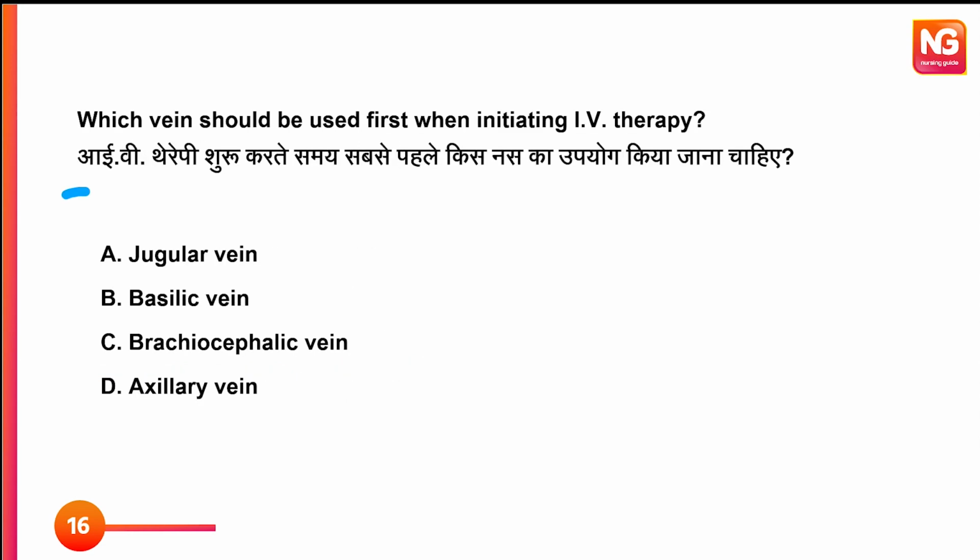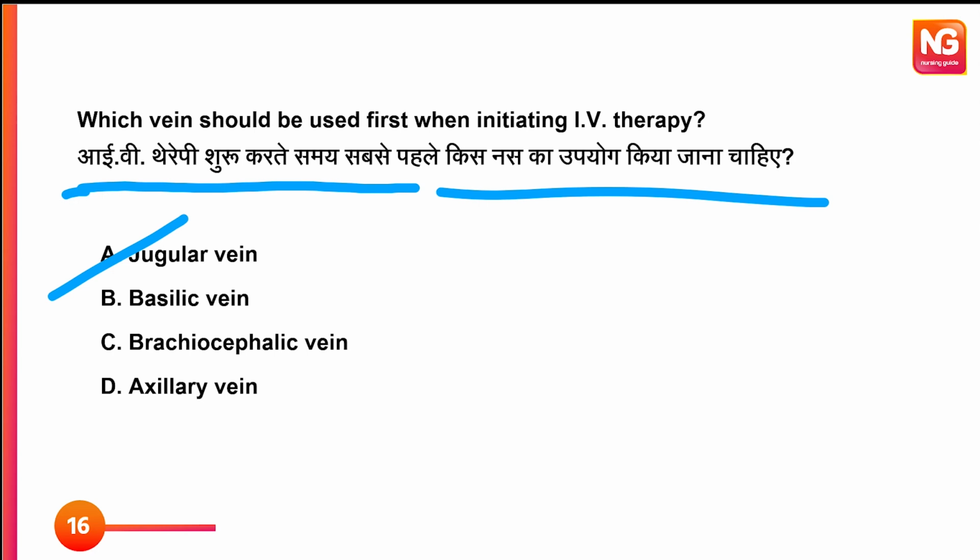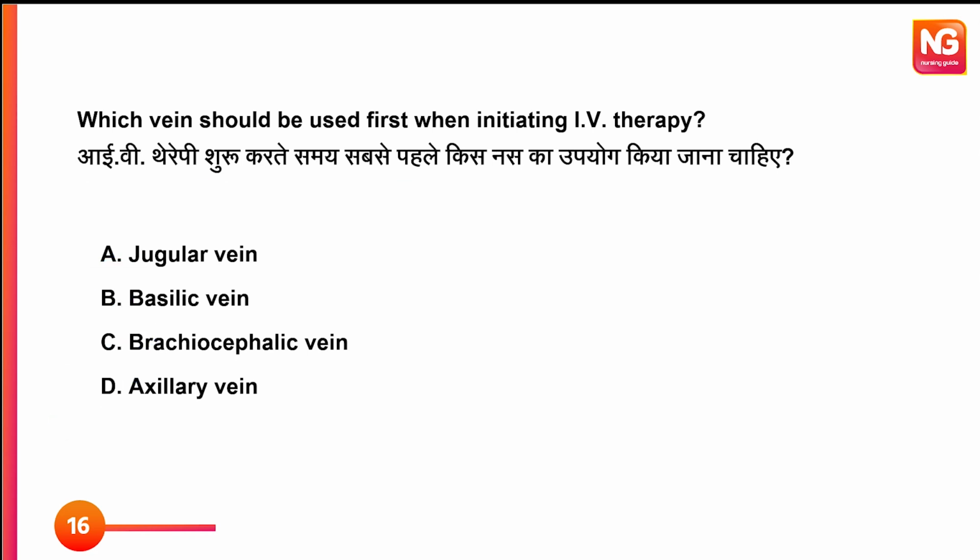Next, which vein should be used first when initiating IV therapy? Option A jugular vein, option B basilic vein, option C brachiocephalic vein, option D axillary vein. The correct answer is option C brachiocephalic vein. Brachiocephalic vein should be used first when initiating IV therapy.